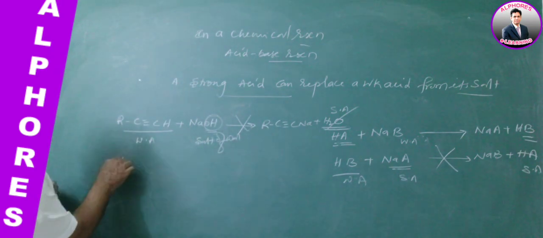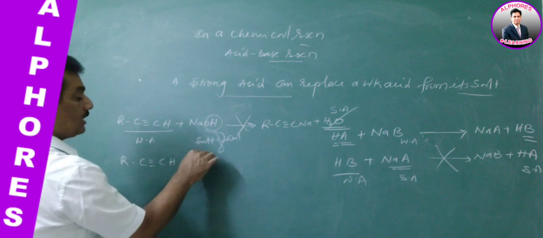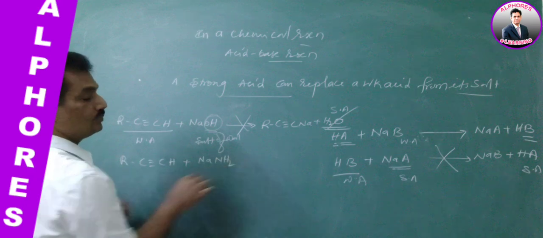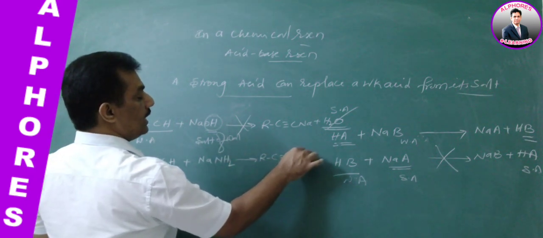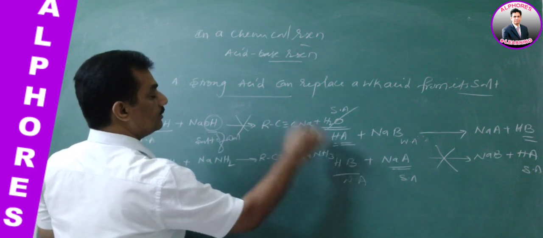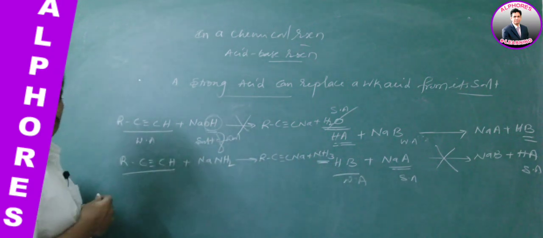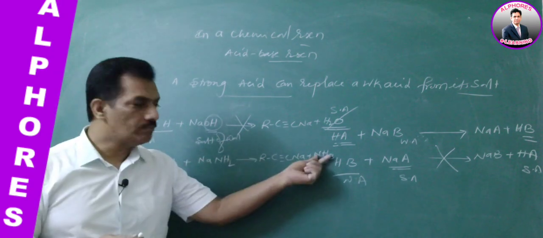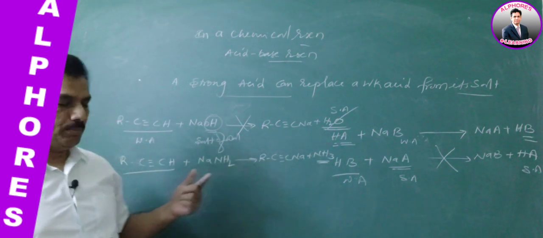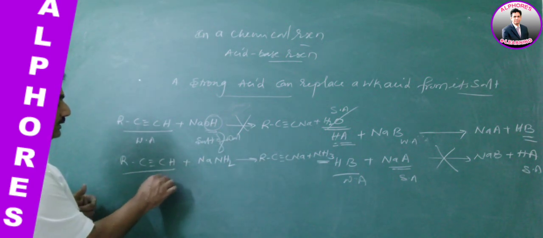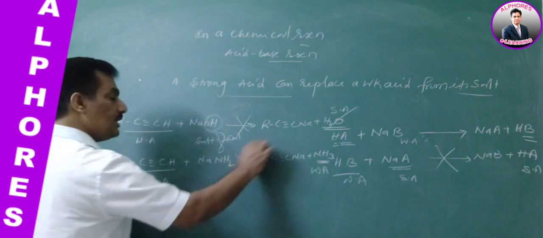But the same R, C triple bond H can react with NaNH2, where the product is supposed to be RCCNa plus NH3. Here, this is the acid and this is the acid formed, just because it is replaced. Now you observe the acidic strengths of these two. If we compare, the alkyne is the strong acid and NH3 is the weak acid, thereby this reaction is feasible.